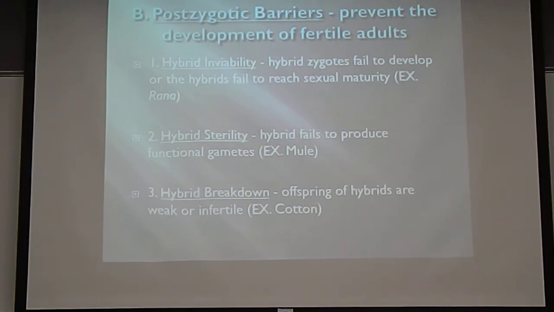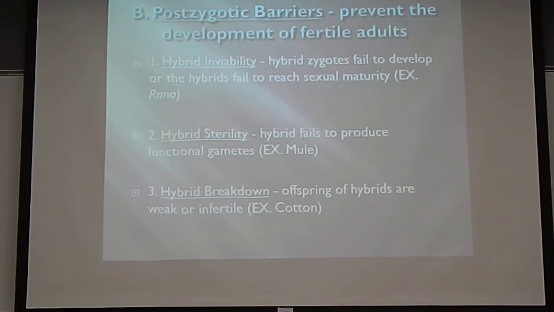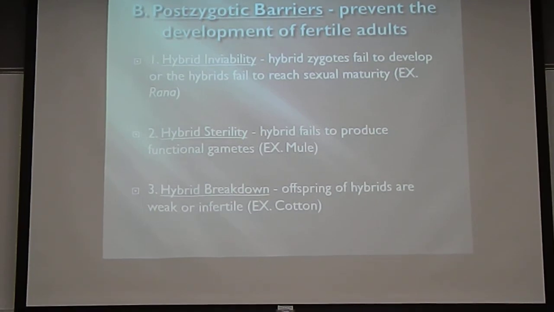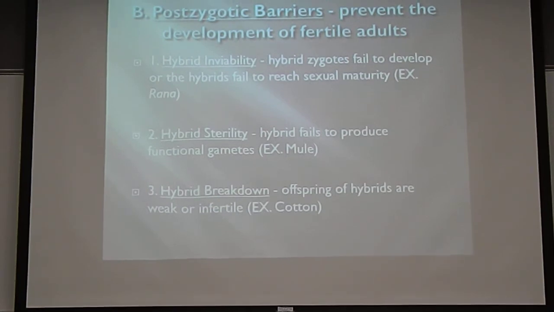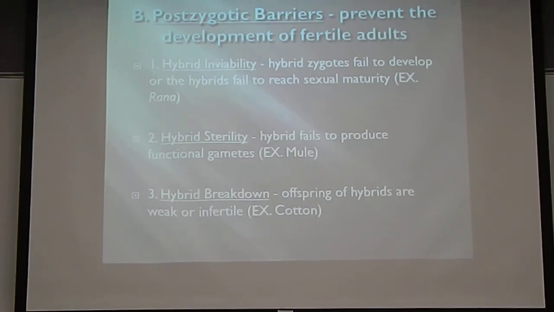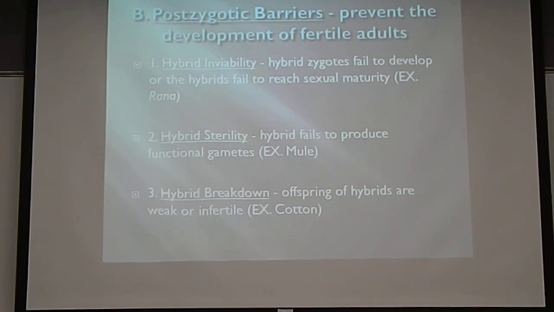The resulting mule is sterile. You can't make more mules out of mules. Even though there are male mules and female mules, Jakes and Jennies, they still can't produce other mules. In order to get another mule, you have to mate a donkey with a horse, right? So that's hybrid sterility.